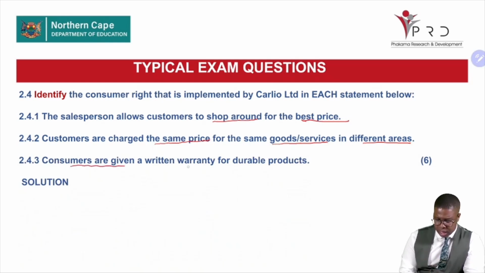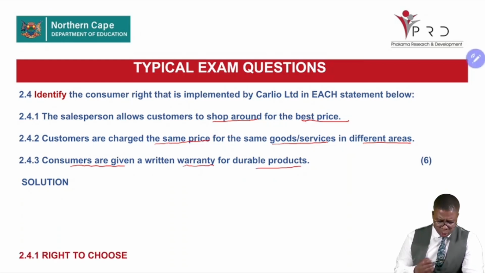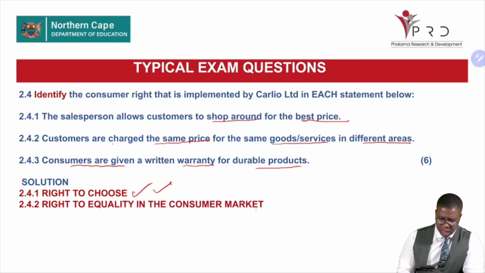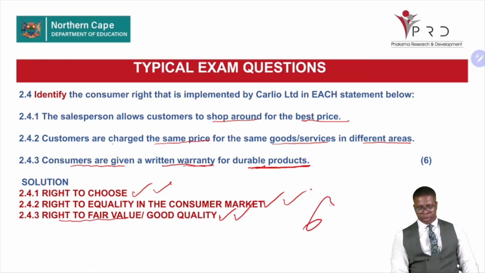2.4.3, consumers are given a written warranty for durable products. So what do you see there? You see someone who is dedicated as a business to provide quality, hence a warranty is given. So the first one would then be the right to choose, and charging the same price in the same market would be the right to equality in the consumer market because there is fairness. And the written warranty given because of the selling of a durable product would be considered the right to fair value or good quality. And you get your 6 marks.